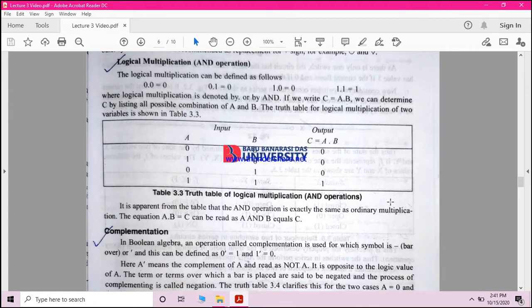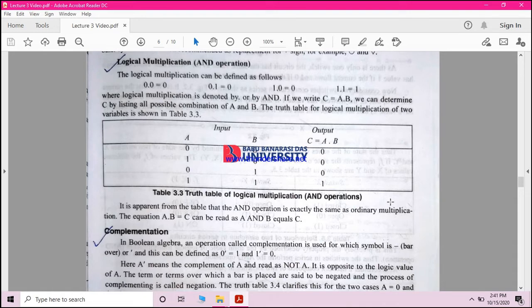Just go and see the truth table. For 0 0, for both lows, the answer is low. For one low and one high, the answer is still low. One high, one low, the answer is still low. When both the conditions are true, or both the inputs are 1, then only you will get a 1. So you can simply remember this using the AND and OR that you use in any program. So let's see how it works.